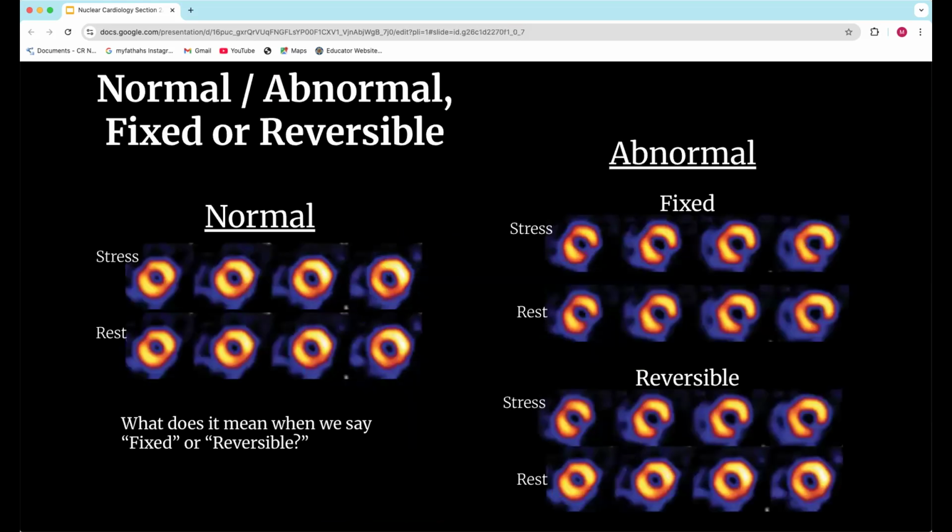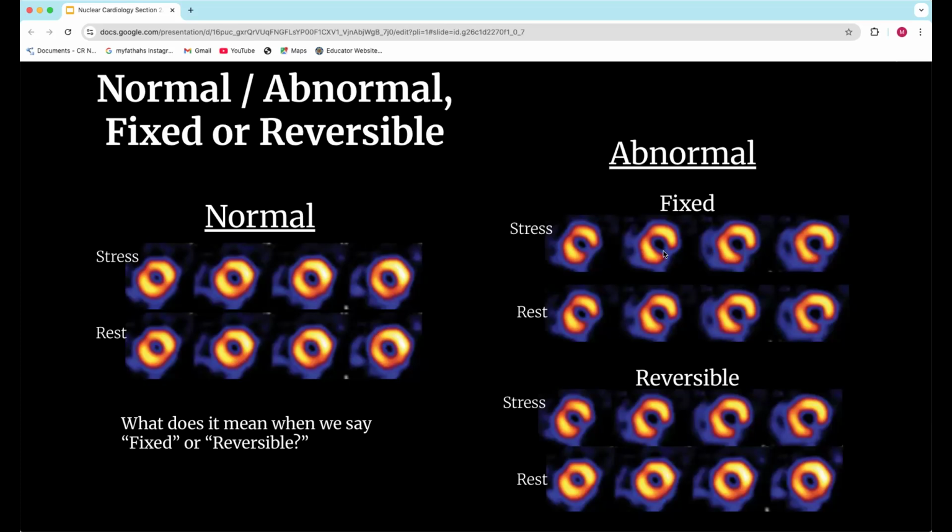So this next slide kind of shows that. Normal versus abnormal, fixed or reversible, okay? So here's your normal scan. Here's my stress. They all look filled in and beautiful. Here's a rest, filled in and beautiful. Normal test, right? And again, especially on a thallium, I could just do that stress and be done, okay? You'll hear the terms called fixed or reversible. Like I said, I listed those here. What does it mean? Well, in the abnormal category, you can have fixed or you can have reversible.